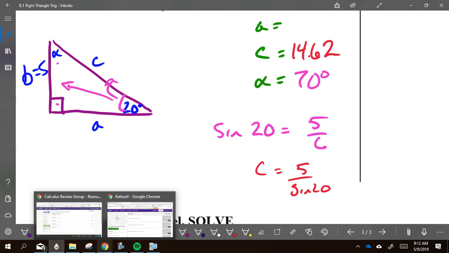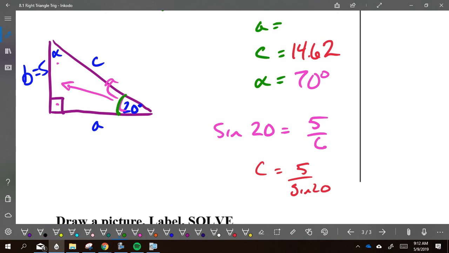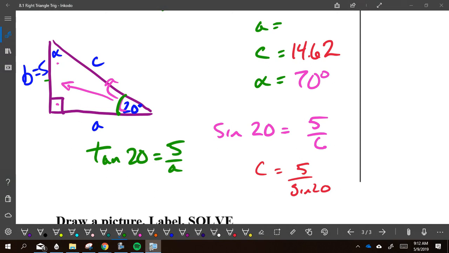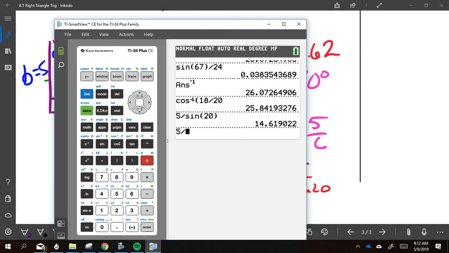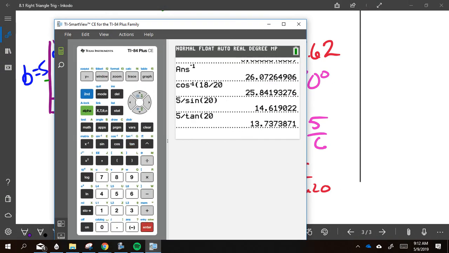I apologize. And so I could do, I've got 20 and the 5. I want to find A. And so I could also do tangent of 20 equals the opposite over the adjacent. So again, in my calculator, I'm taking 5 divided by tangent of 20. Type it in, hit enter, 13.74.